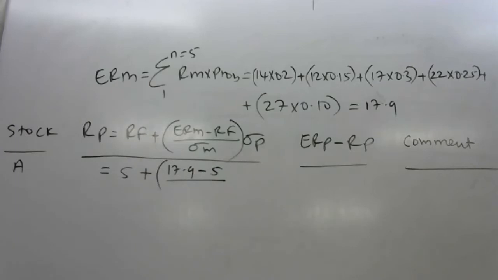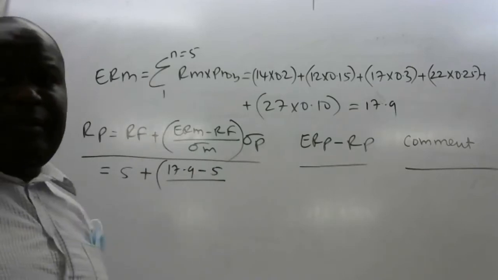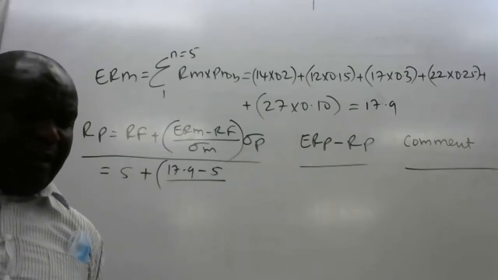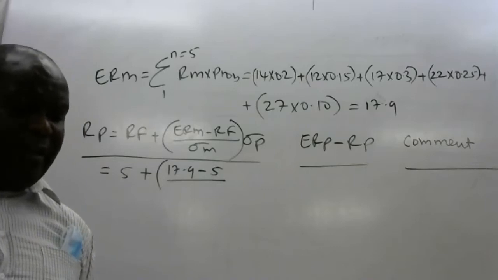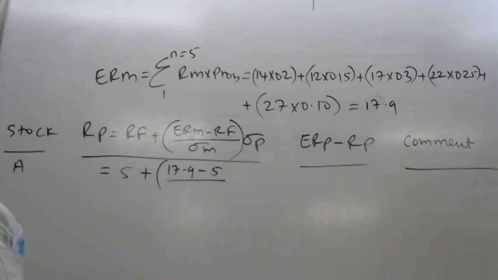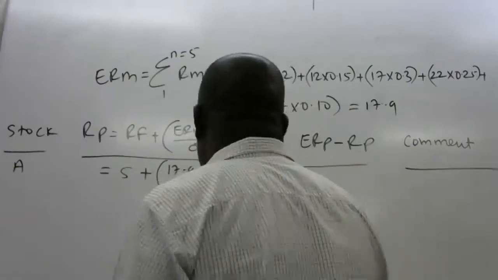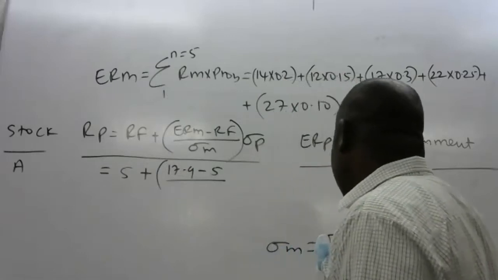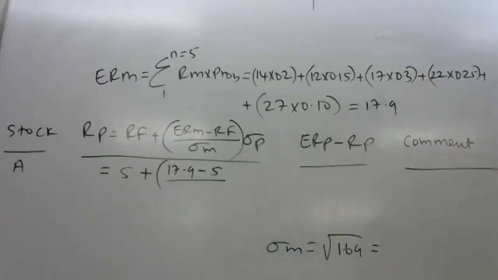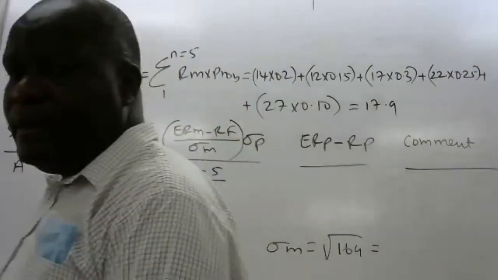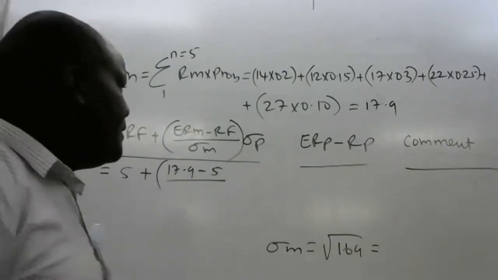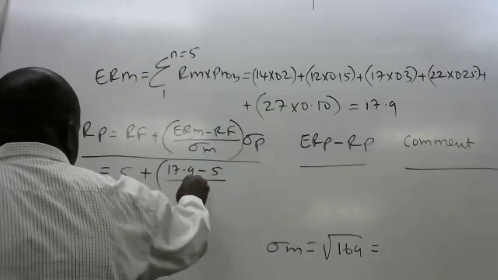Then the standard deviation for the market. They gave you the variance for the market. Are you able to see the variance of the market? Variance of return on the market portfolio is 169. So for you to get the standard deviation of the market, get the square root of 169. So confirm for me, what is that particular value? They are saying that figure is 13.